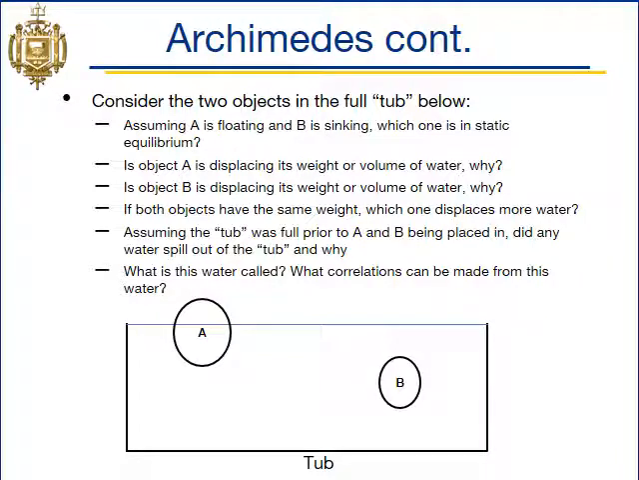All right, so we have some questions. Which of these 2 objects is in static equilibrium? Well, A is floating, right? So we already know that if it's floating and it's not moving, then it's in static equilibrium. But object B is sinking, which means it's moving, right? It's moving in that direction, and therefore object B is not in static equilibrium.